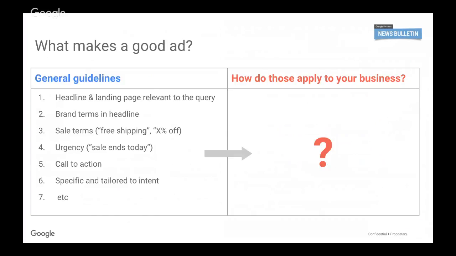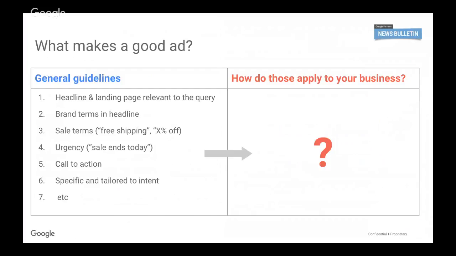What makes a good ad? So, as marketers may know, there's a lot of ways to make up a text ad. There's a lot of things that you can think about in search. So you might think about the headline, the landing page that's relevant to the query, brand terms. Are you going to use non-branded or branded terms? Are you going to use sales terms such as free shipping or a percentage off? You want to create a sense of urgency sometimes, using call to actions, etc.